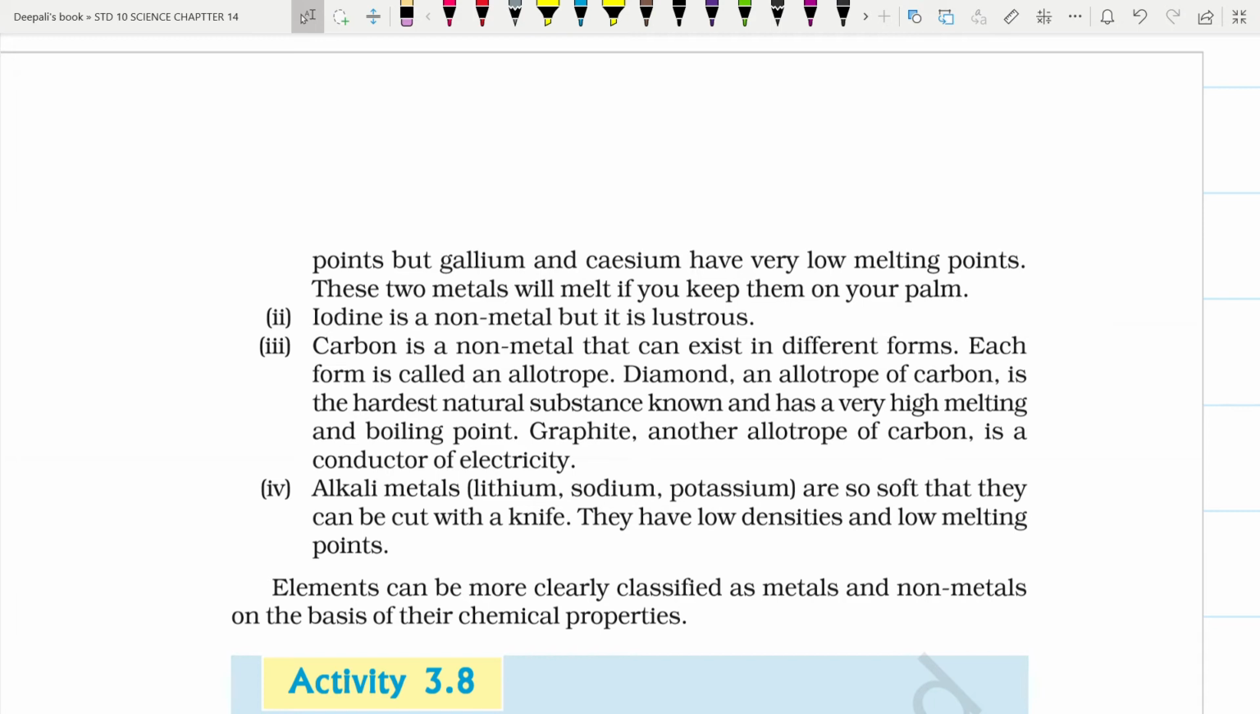Iodine is a non-metal, yet it is lustrous. Carbon is a non-metal which can exist in different forms. Each form is called an allotrope, about which we will study in the chapters further. Diamond is an allotrope of carbon. It is the hardest natural substance known and has a very high melting and boiling point. Graphite, another allotrope of carbon, is a conductor of electricity.